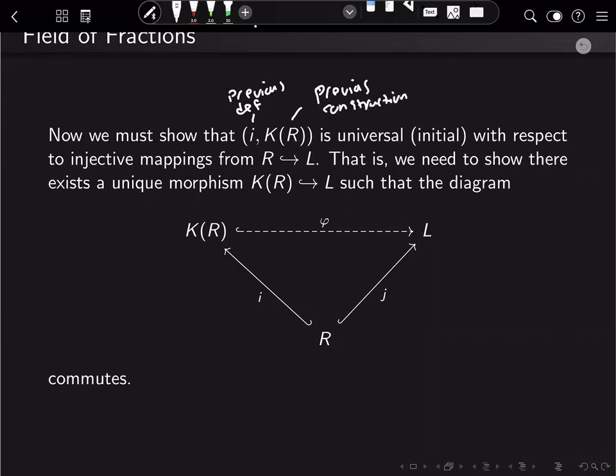So we have these two objects. This pair is an object in our category, and we have to show that it is initial with respect to injective mappings from R embedding R into L, for any field L. So we have to show that there exists a unique morphism, phi, from K of R mapping to L such that the diagram commutes.